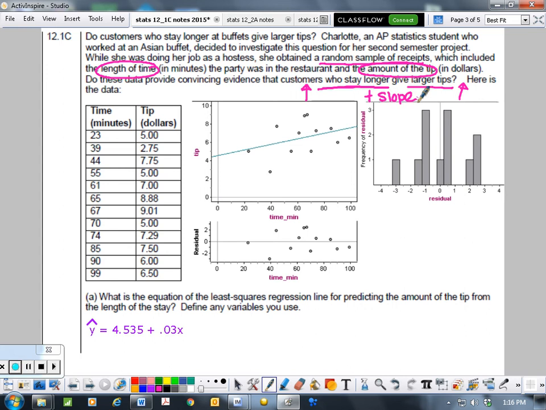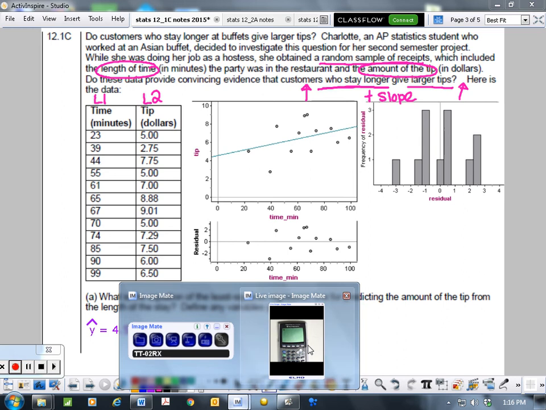Here's all of her data right here. Here's our L1 and here's our L2. We want to put that in there, and we would go ahead and calculate our information. So I'm going to go to my calculator real quick and take a look at that calculator.